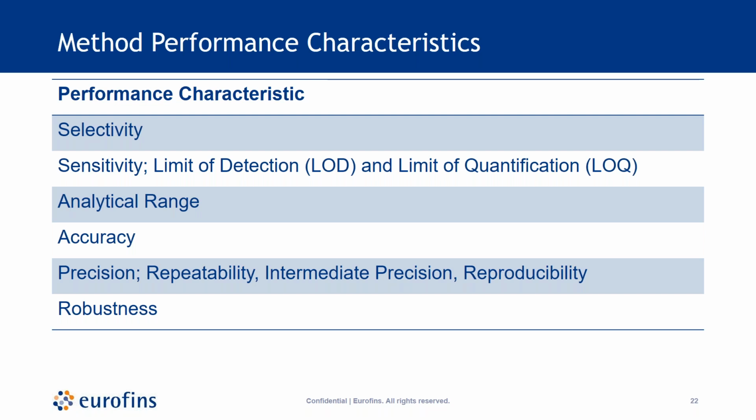Sensitivity is always important, depending on whether you're looking at a contaminants method where you're looking for low levels, or you're just trying to quantitate an active ingredient. The limit of detection versus LOQ would be important. Analytical range just defines where you can apply the method at what concentrations. Accuracy: what type of recoveries do we expect to see? How accurate is the method? Precision really encompasses repeatability, intermediate precision, and reproducibility.